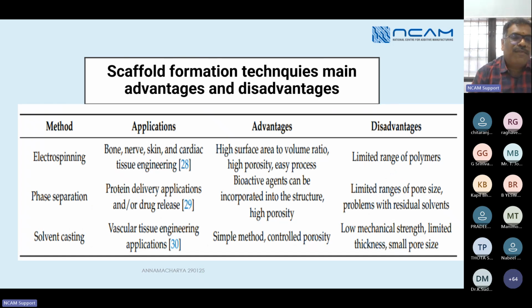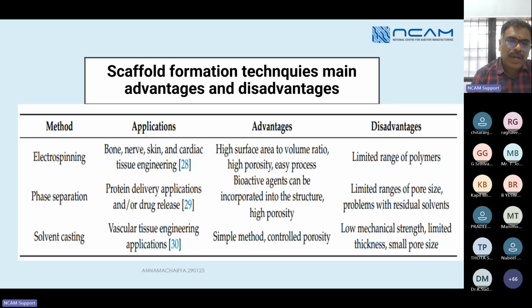If you see the scaffold formation techniques, what are the main advantages and disadvantages which we are having? On the left side, if you see the electrospinning technique, which is used majorly for bone, nerve, skin, and cartilage tissue engineering. There are very high advantages in electrospinning, majorly because of the high surface area to volume ratio, high porosity, and an easy process, which makes scaffold formation easy. This is not a new technique, but its major advantage is the high surface area to volume ratio.